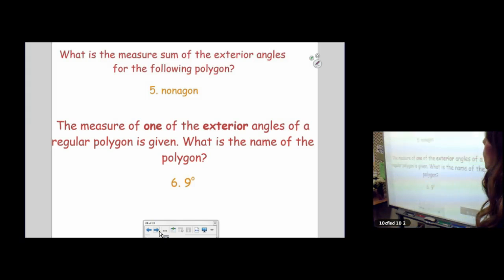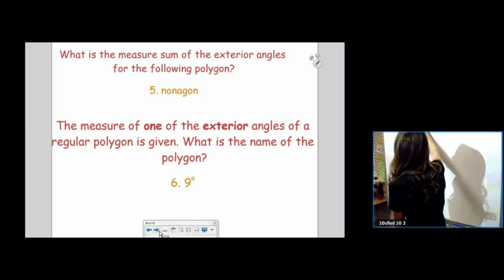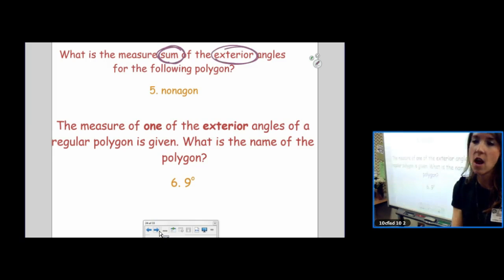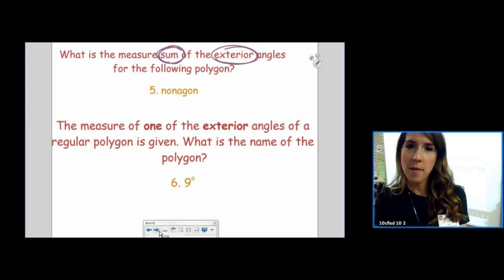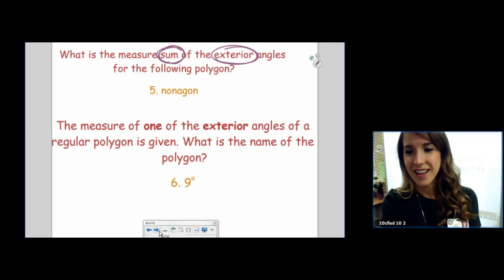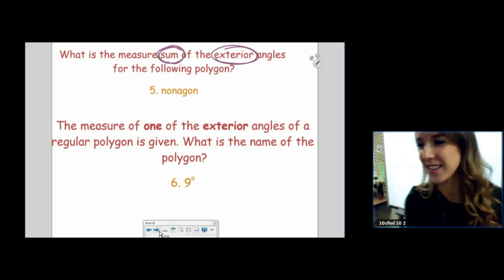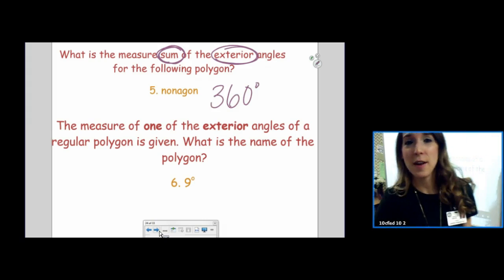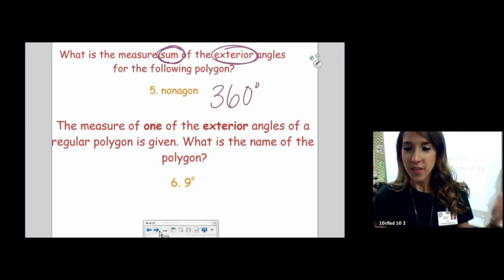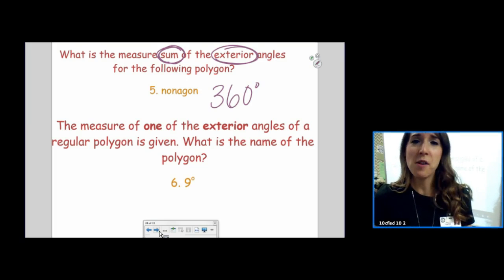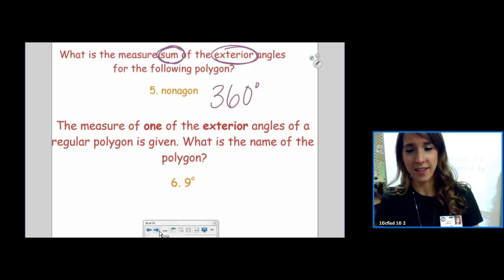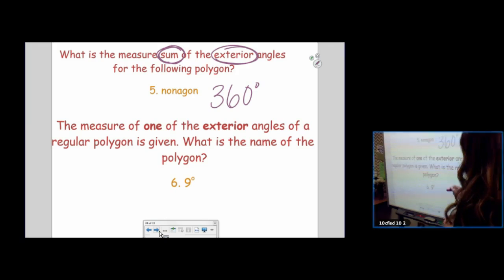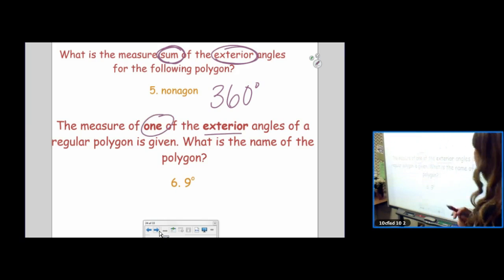Number 5. What is the measure of the, you want to circle these keywords, sum of the exterior angles of a nonagon. Sum of the exterior angles of a nonagon. Kind of a trick question, right? Okay. 360. What's the sum of the exterior angles of a 50gon? 360. What's the sum of the exterior angles of a 1022gon? 360. Yep.